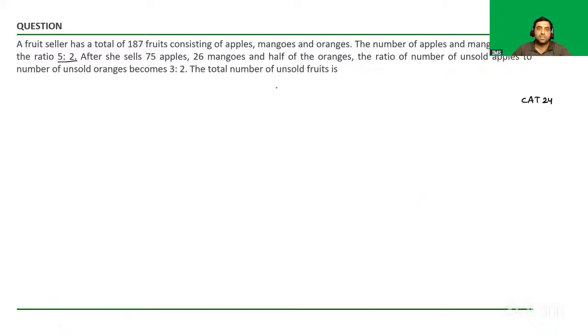After she sells 75 apples, 26 mangoes, and half of the oranges, the ratio of the number of unsold apples to the unsold oranges becomes 3:2. The total number of unsold fruit is... So basically, the total number of fruits is 187, which consist of apples, mangoes, and oranges.